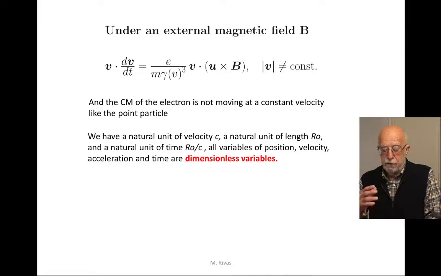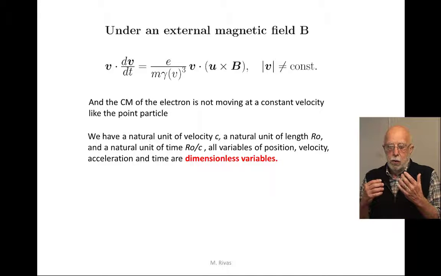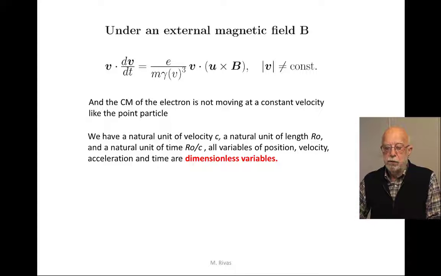In this kind of equations, you see this model has a natural unit of velocity, c, the center of charge velocity, a natural unit of length, the separation between these two points, for instance, in the center of mass frame, and therefore a unit of time, which is this quotient, so that all variables for these dynamical equations, position, velocity, accelerations, time, and so on, are dimensionless variables. We can always write the differential equations of our system in terms of dimensionless variables.